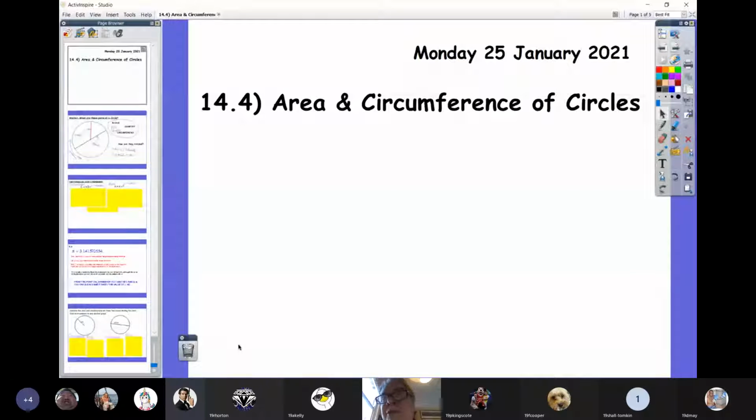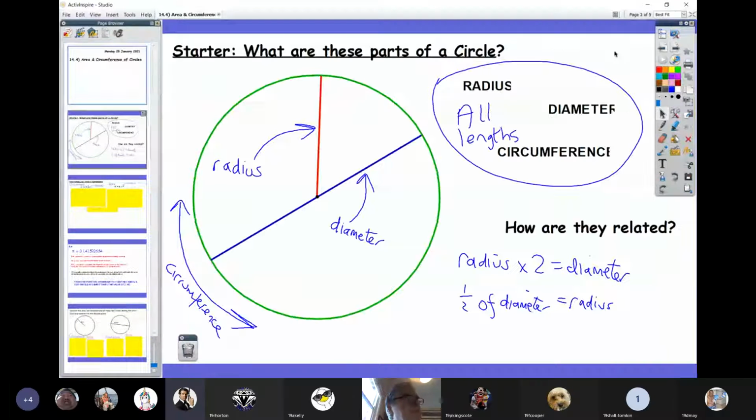We've done this before in first form, but it's an important topic and it's worth recapping this before we move on to some trickier stuff with circles. So, area and circumference of circles. The first thing I'm going to do is just remind you of the real basics.